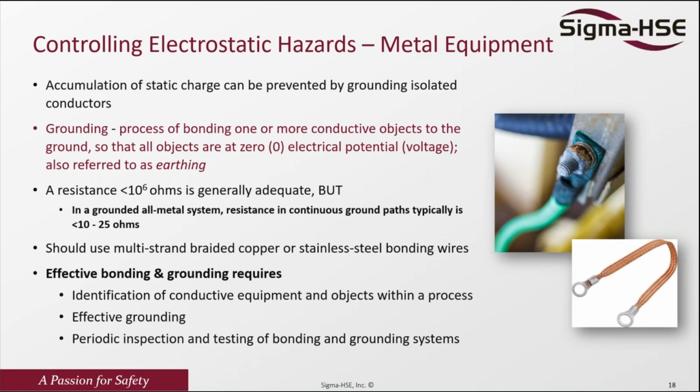Sometimes, as you can see in the picture, we can use multi-threaded copper, or we can use stainless steel. Effective bonding and grounding requires, number one, identifying the conductive equipment or objects within the process. Every conductive equipment needs to be identified. Then we have to do effective bonding and grounding, ensuring that each equipment is grounded. Grounding is connecting to the earth. And also periodic inspection to ensure that all bonding and grounding are effective and you don't have a break.